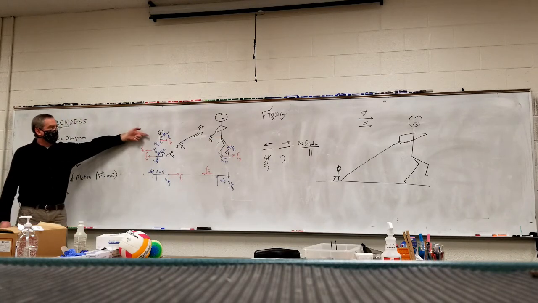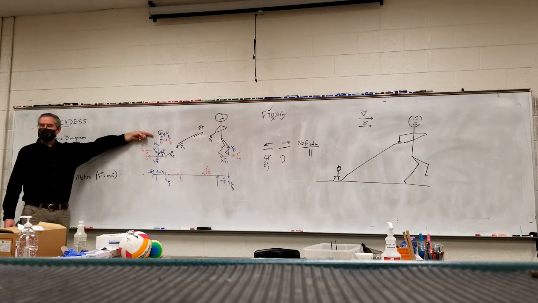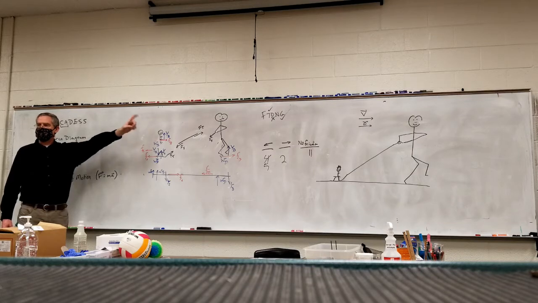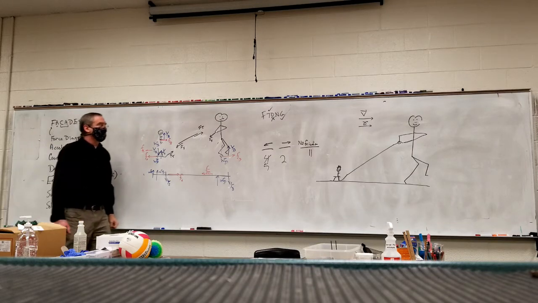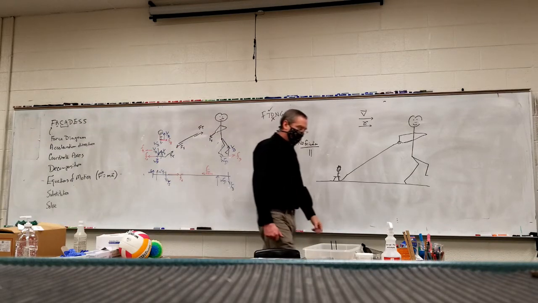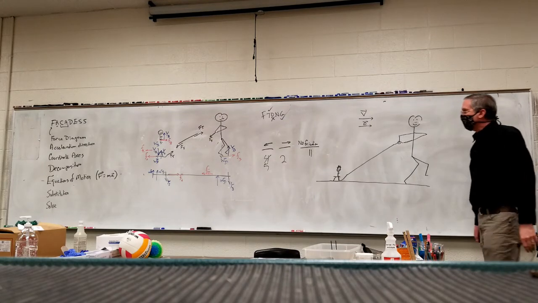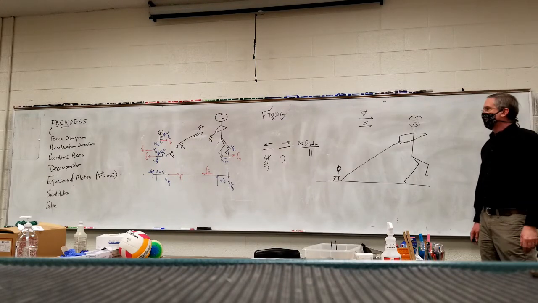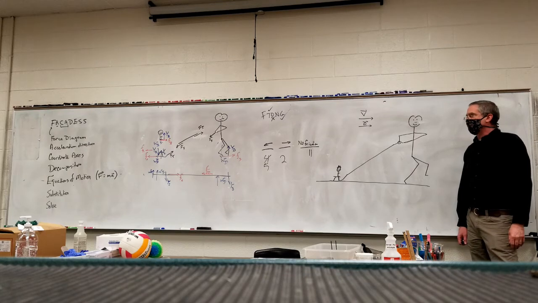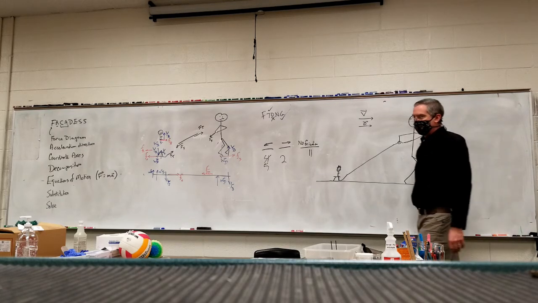Same with the boy. If friction is acting to the left on the boy, you have no forces acting to the right. There's no way that he could be accelerating in that direction. And so that is a test level problem.